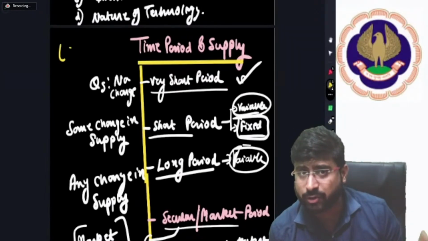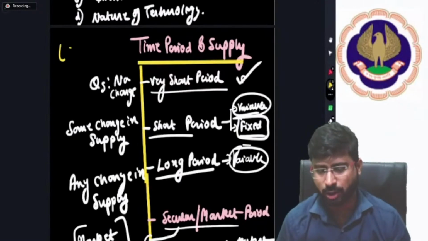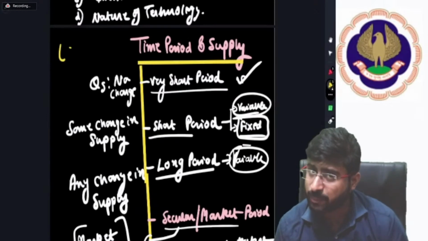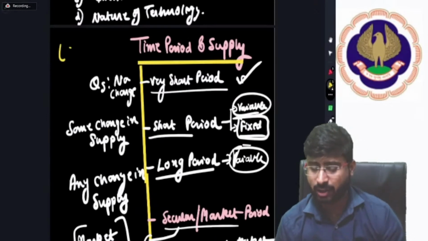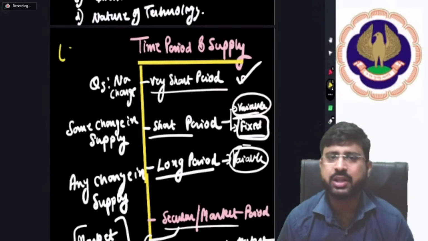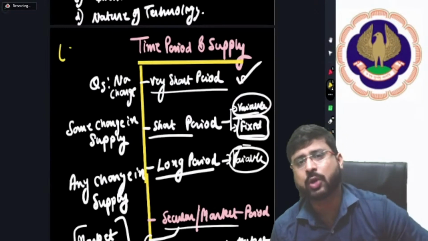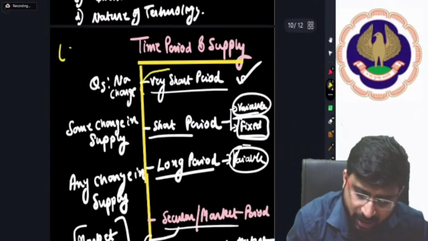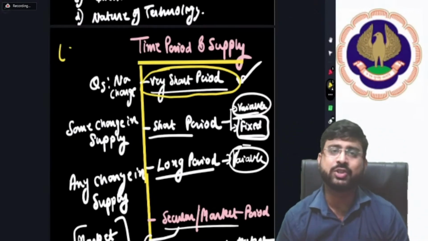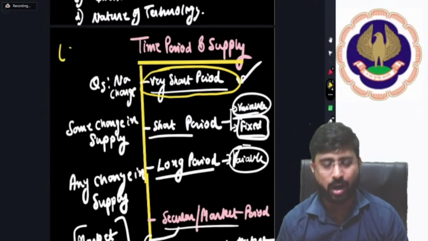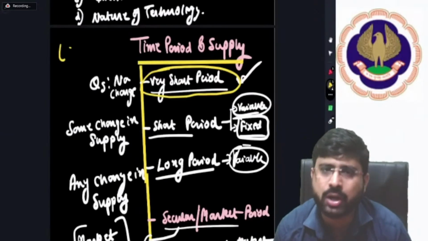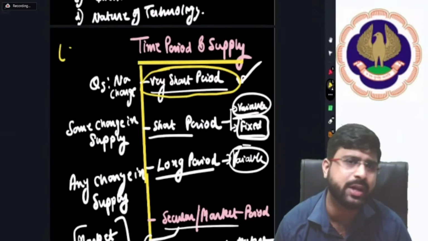Remember, this time period concept will also come under the production and cost chapter. So it is very important. In the upcoming future, we will be studying production and cost, and there also it will be handy. So remember this time period concept very well. Obviously you will say that no, sir, it's not possible to increase supply by 2000 units in just 2 minutes. So the time period where supply cannot change at all is called a very short period. Here supply cannot change at all.